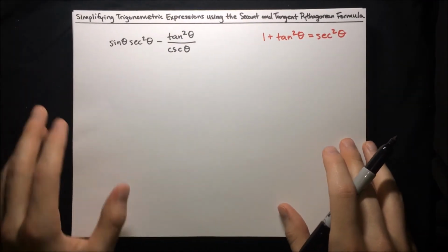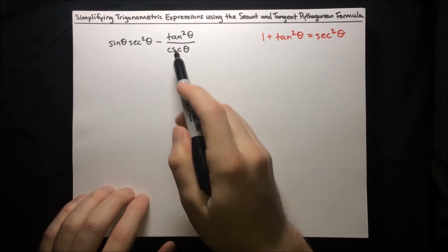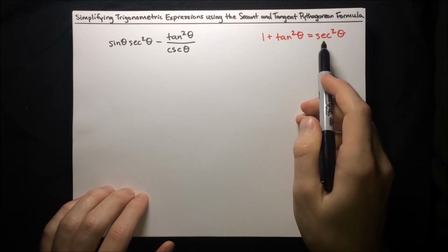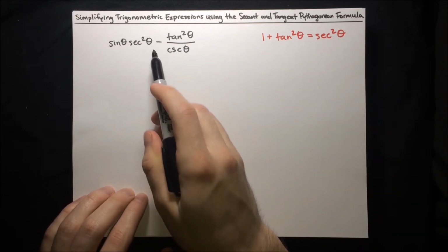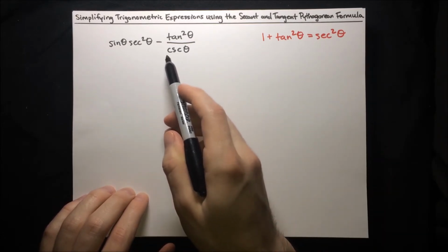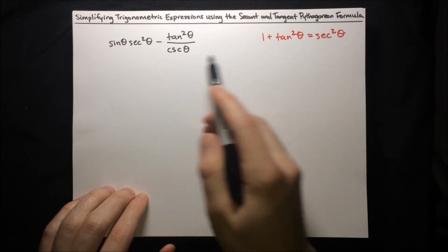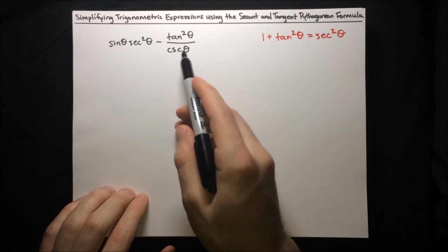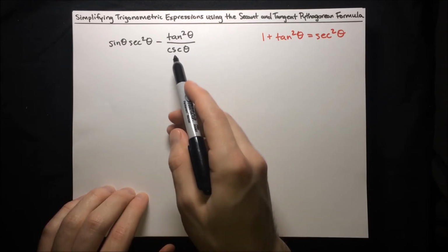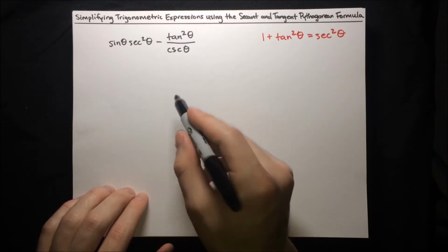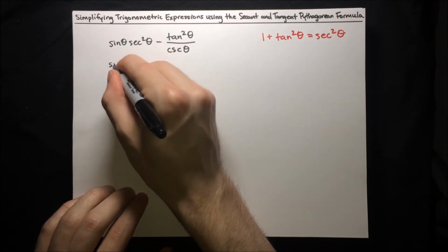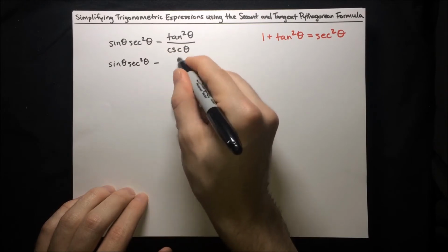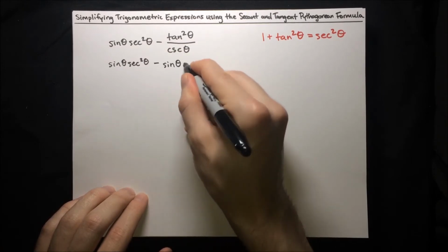Here's another example. We want to simplify this trig expression using the secant and tangent Pythagorean formula. But this time we're going to simplify the expression a little bit first, because there are other rules that we can use to simplify it before we have to use the secant and tangent formula. First of all, this tangent squared theta divided by cosecant theta. Well, 1 over cosecant theta is just sine theta, so we can turn this expression into sine theta times secant squared theta minus sine theta times tan squared theta.